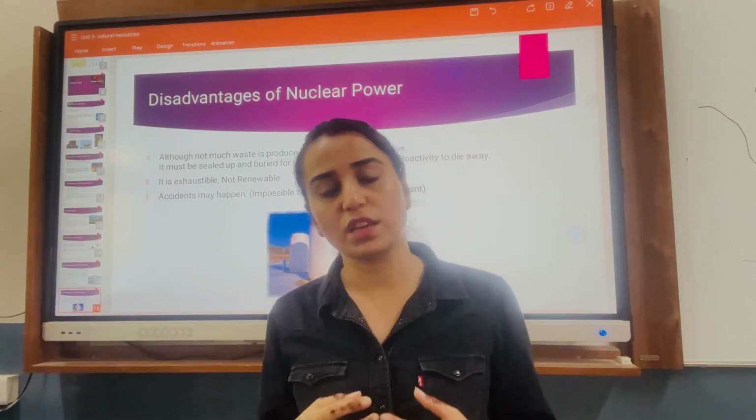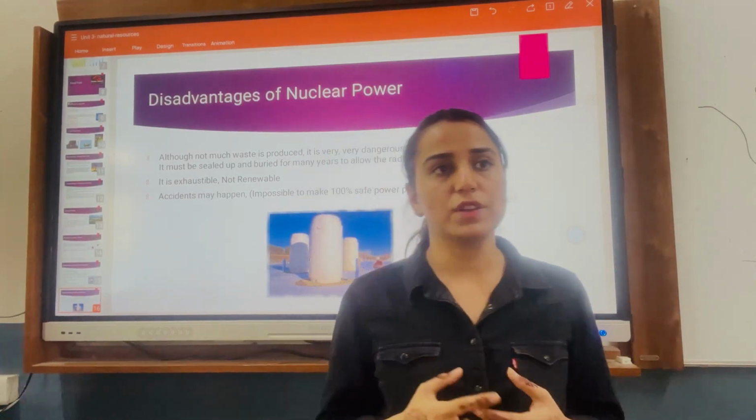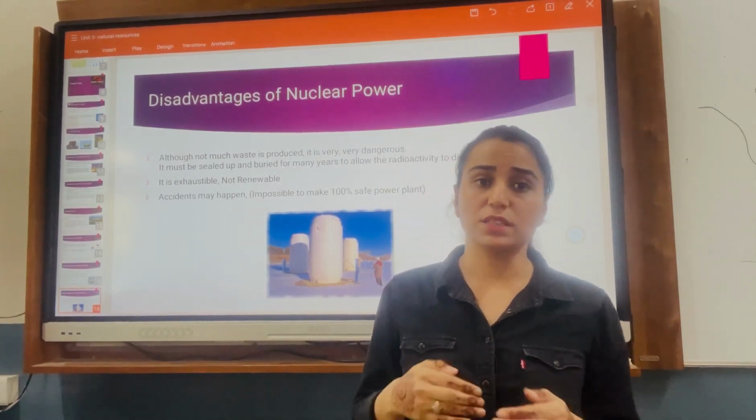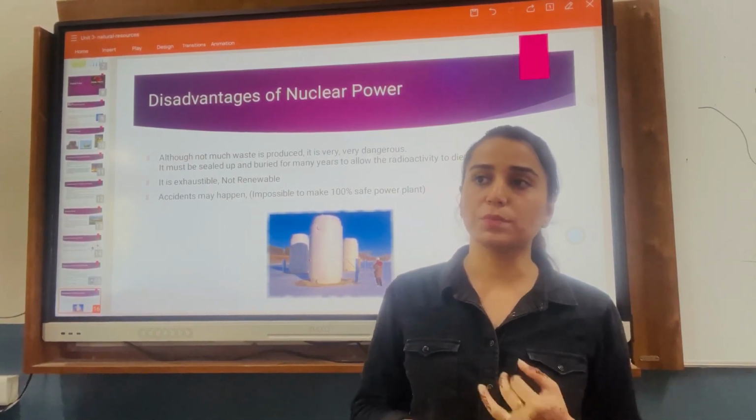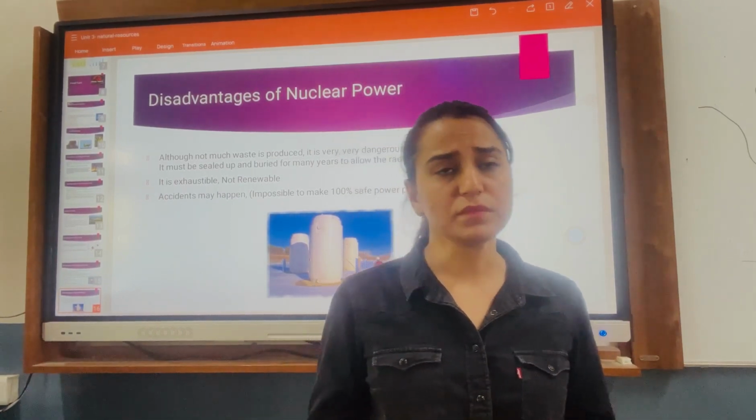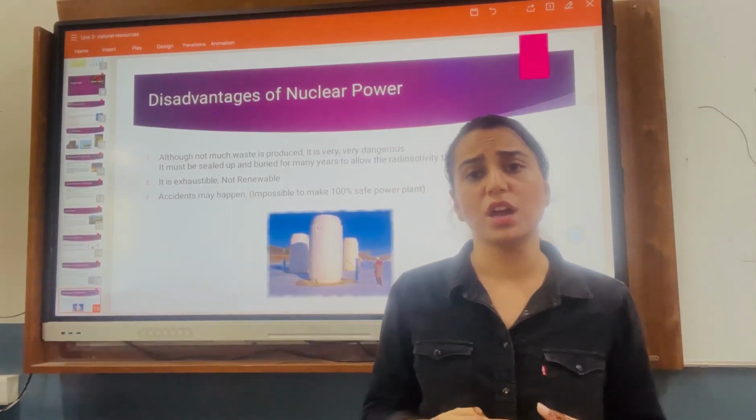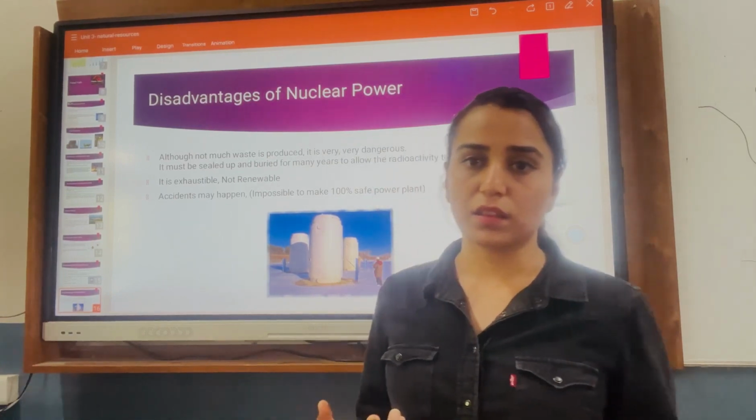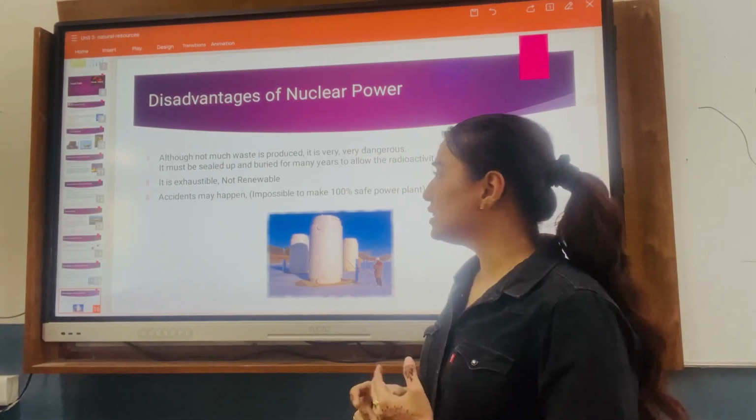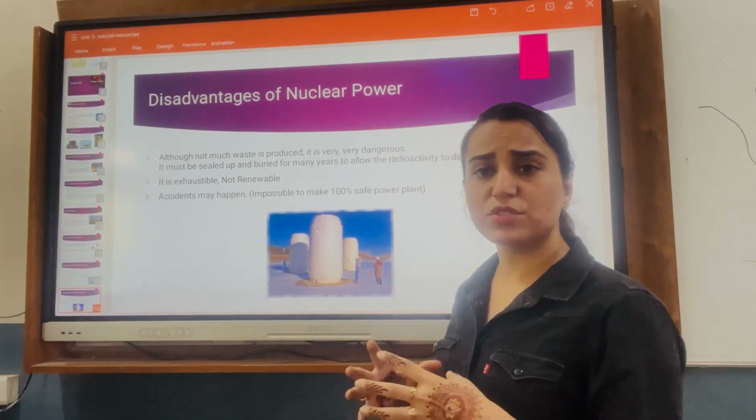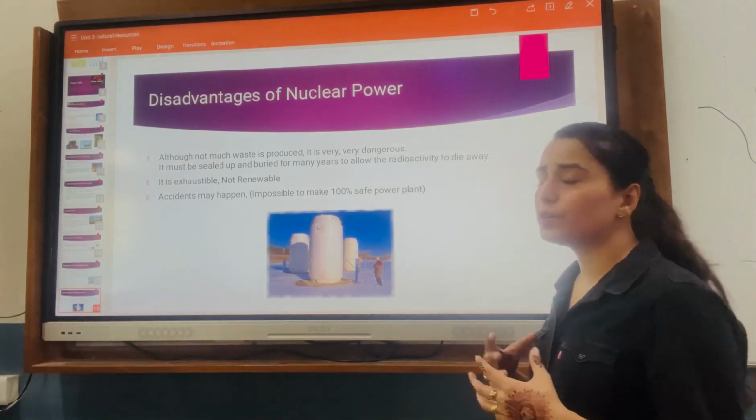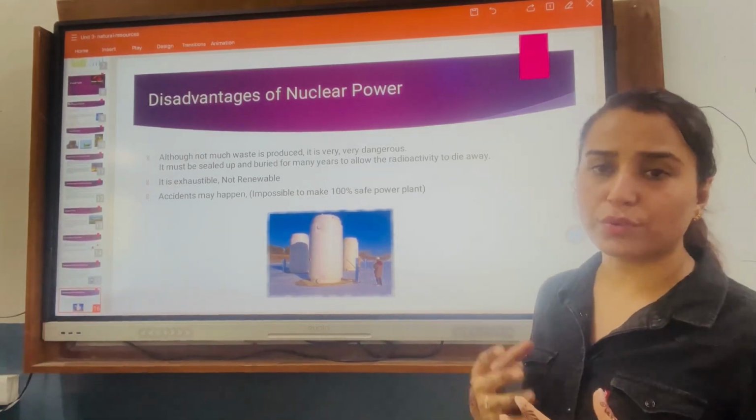Disadvantages of nuclear power: although not much waste is produced, waste is produced and it is very, very extremely dangerous. These radioactive substances may cause water pollution, land pollution, and mining might create huge pollution. Dumping this waste is a huge challenge which may or may not be fulfilled. This waste has to be sealed up and buried for many, many years to allow it to be reclaimed.